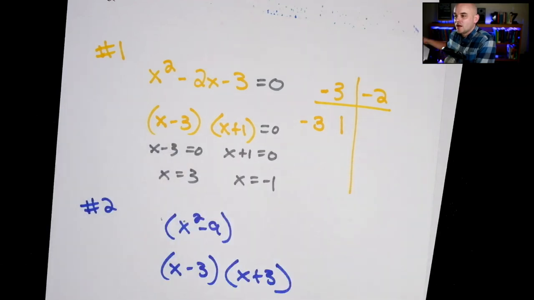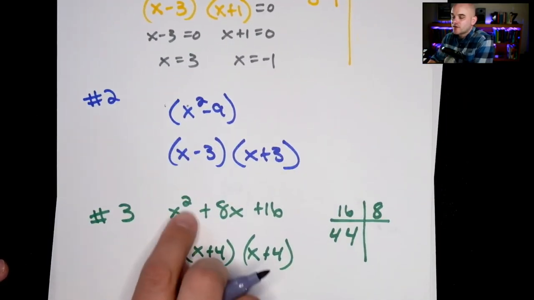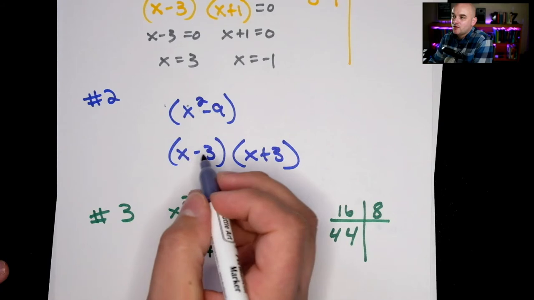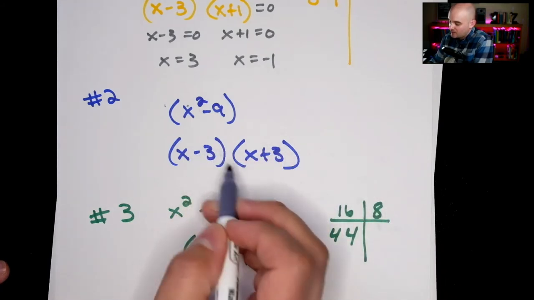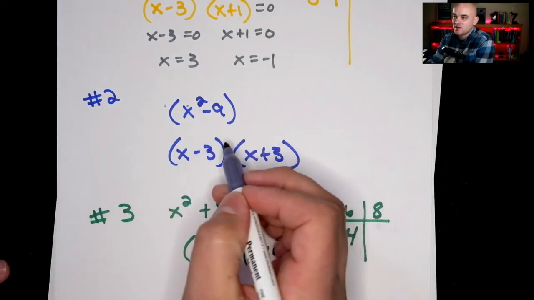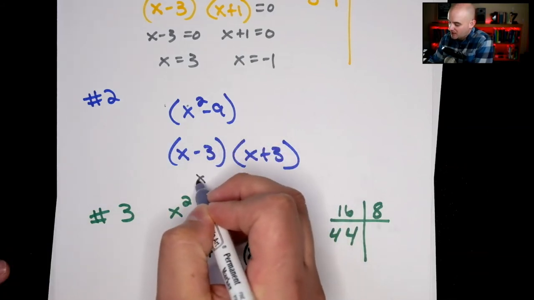Let's keep going and look at the other zeros. So for number 2, you can set each one equal to 0 and solve, but eventually we start realizing that, hey, this is set up so nicely for us because this equals 0 when x equals 3.